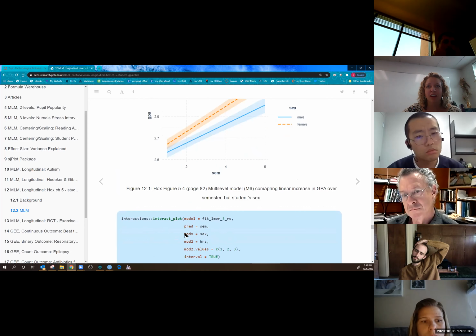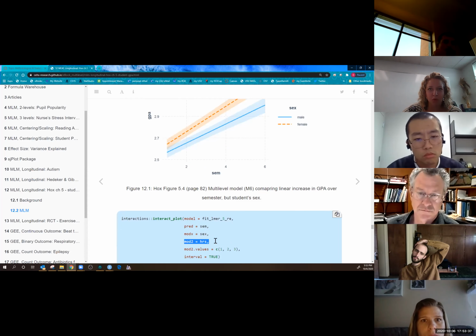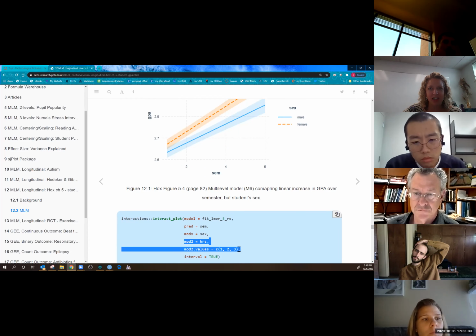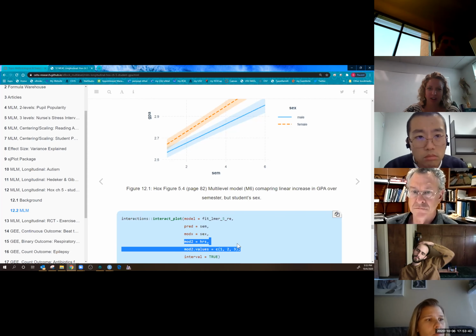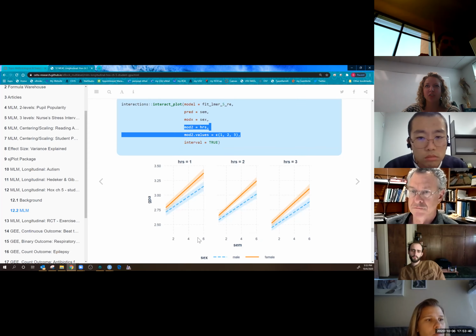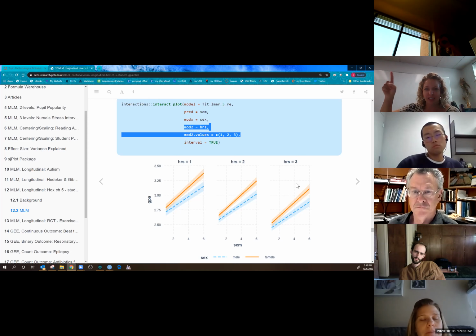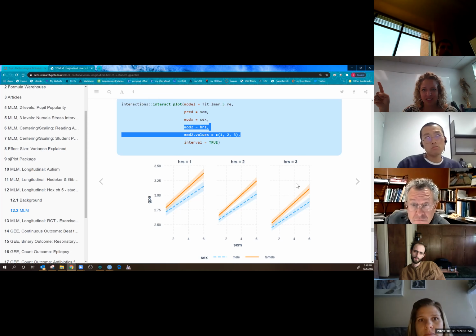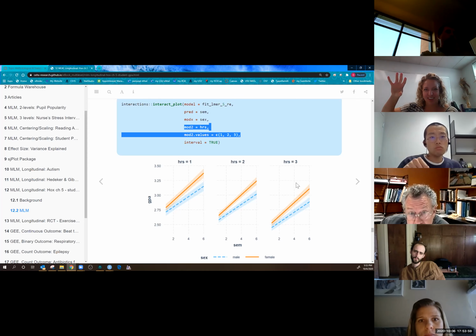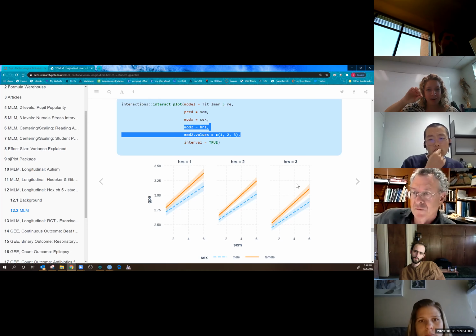So here I've added hours worked as mod 2, and I put in values 1, 2, 3, because those were the only ones that we saw in this data set. And it's going to make that plot for those working 1 hour, 2 hours, 3 hours. What do we notice as hours worked increase? What happens to GPA? It goes down. Does the shape of that interaction change at all?